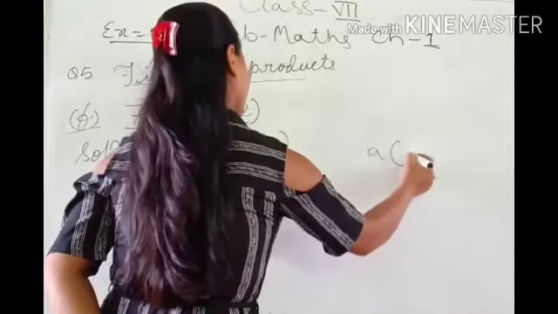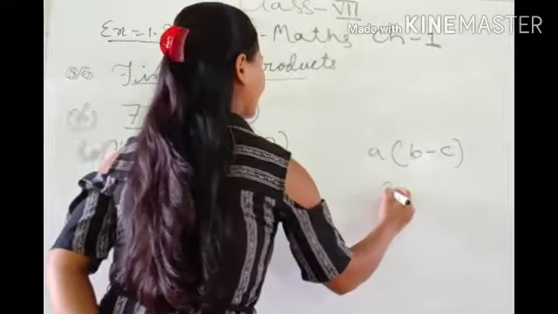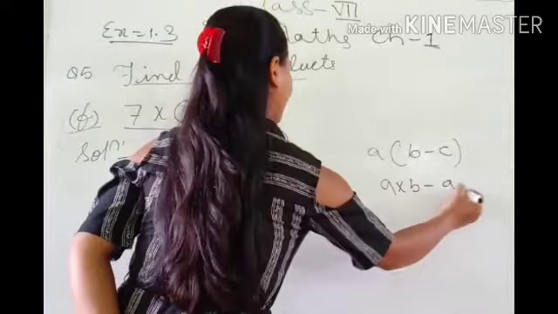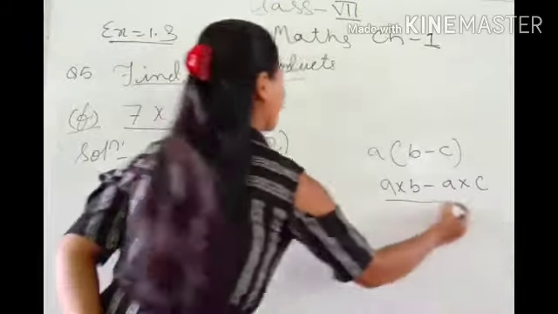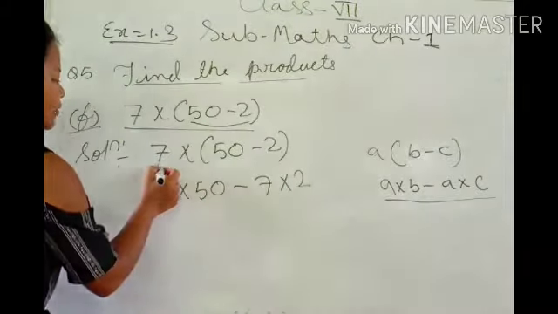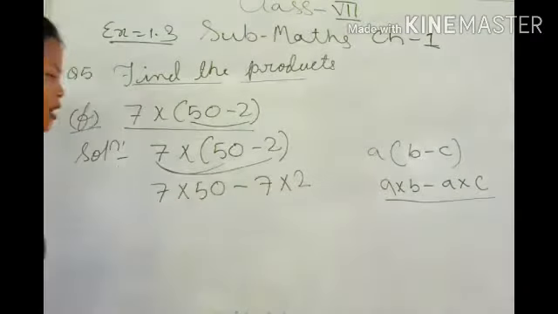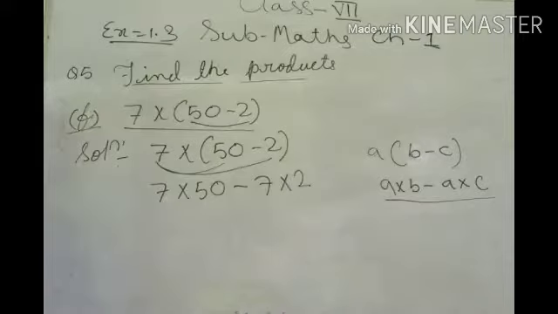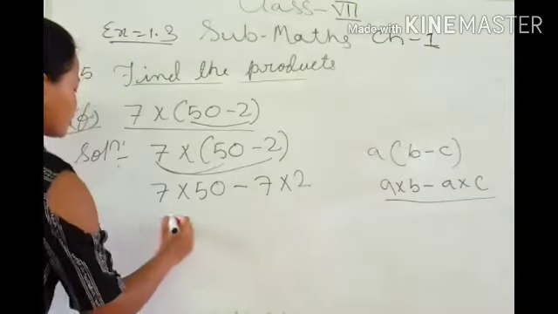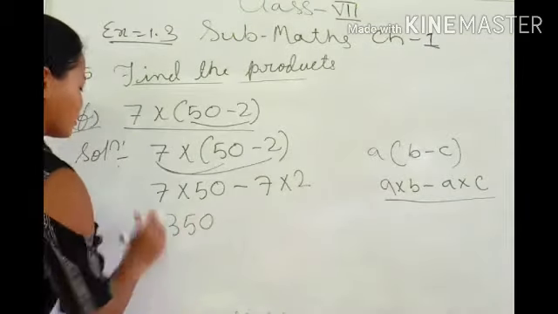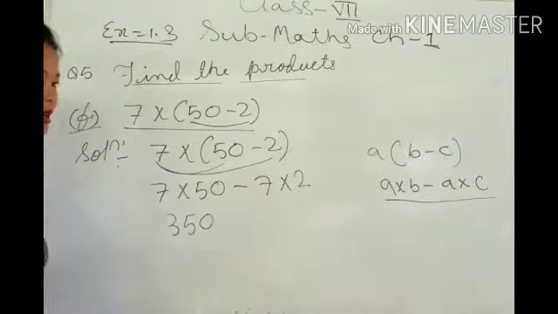That means A into B minus C is what? A into B minus A into C. So you will use this distributive law. So 7 into 50, and minus, then again 7 into how much? 7 into 2. Now 7 into 50, how much will you get? 350, because 7 times 5 is 35 and you have to add the 0 here.